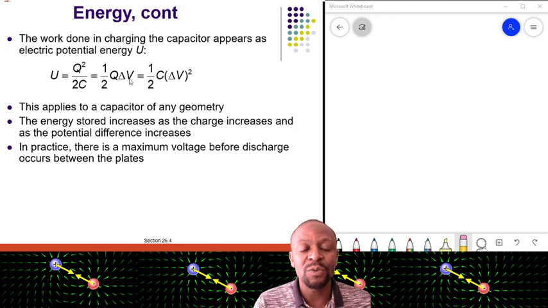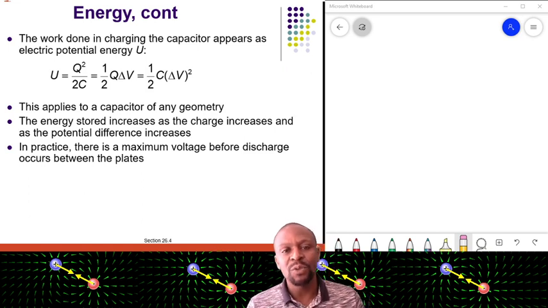Therefore, you cannot use this equation because you don't know the change in potential. But if you know the change in potential and the charge, then you use this equation. But if you don't know the charge, but you know the capacitance and the change in V, then you just use this equation. So this is the equation for the electric energy stored in the capacitor.